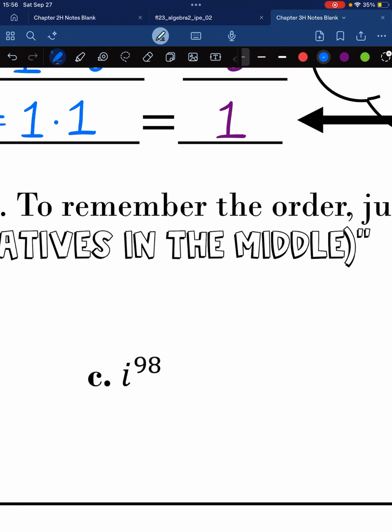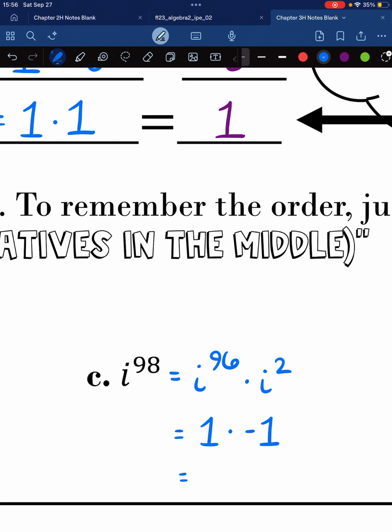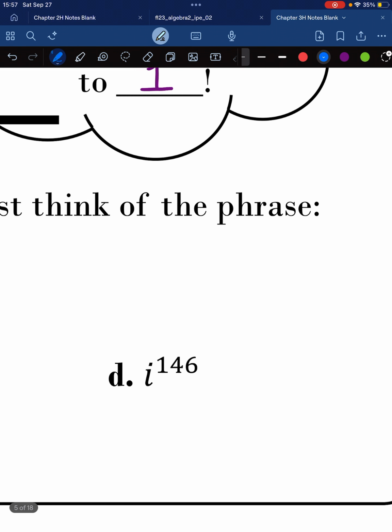Okay, 98. Well, I know 100 is a multiple of 4. So if I go 4 back from that, i to the 96th is going to be a multiple of 4. And that leaves 2 i's left over. So that's going to be 1 times i squared, which is negative 1. So the answer to i to the 98th is just negative 1.